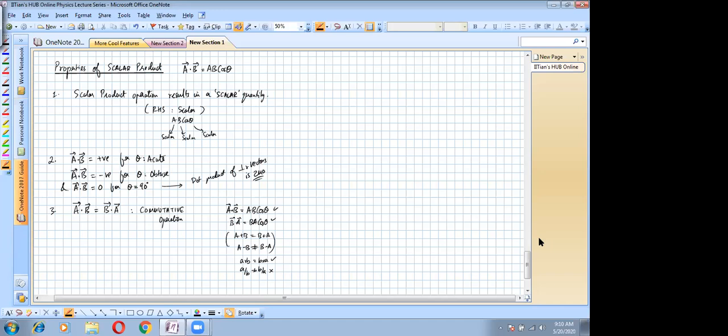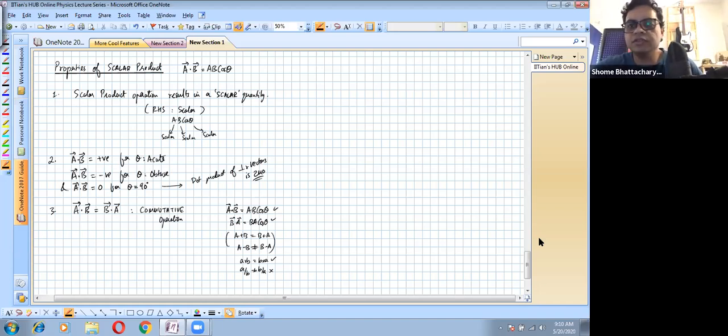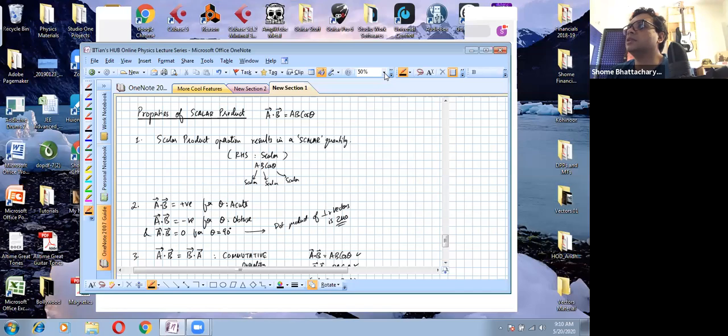Okay, so hope you've written this down. Now, just a continuation of these properties. After theta is 90 degrees, this one, yeah. Dot product of two vectors which are perpendicular to each other will be 0. Dot product of perpendicular vectors is 0. That is the last point which I have written.